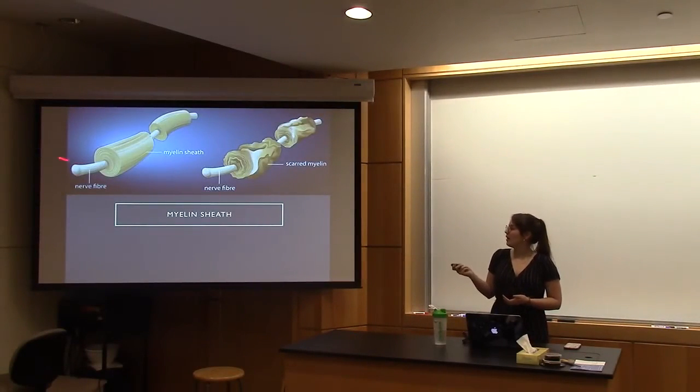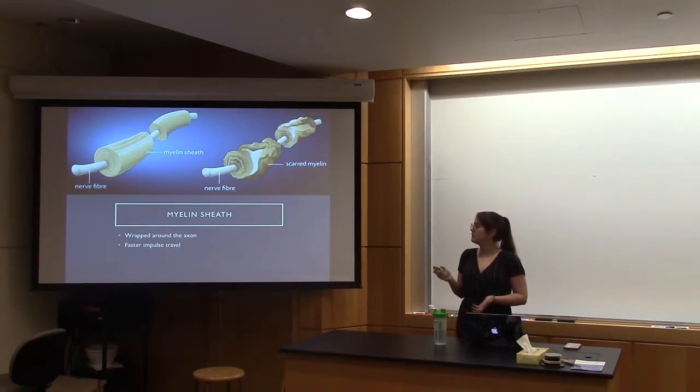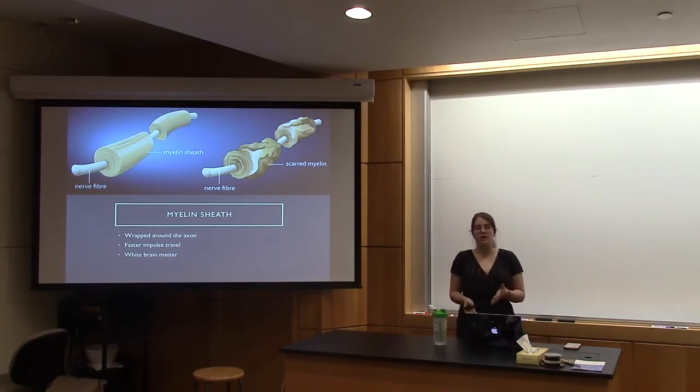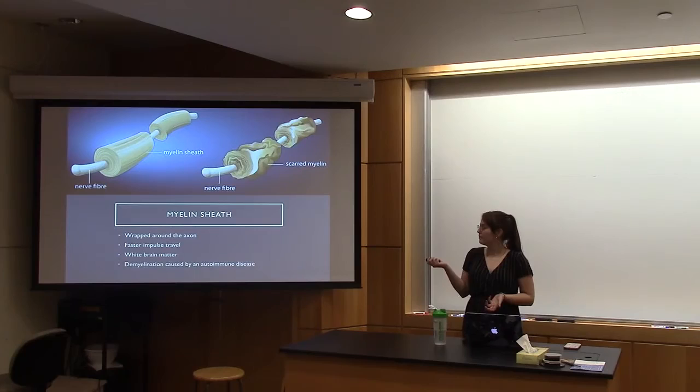So this is how the myelin sheath looks up close. This is a healthy neuron with the myelin sheath. This is actually the scarred myelin that happens in multiple neurodegenerative diseases, but especially multiple sclerosis here. So it is wrapped around the axon, and it is here to basically help with impulse travel. And it is in the white brain matter. So this is basically why we have the gray and the white brain matter, because the myelin sheath is wrapped around the axon. We can see this on the MRIs as white brain matter.